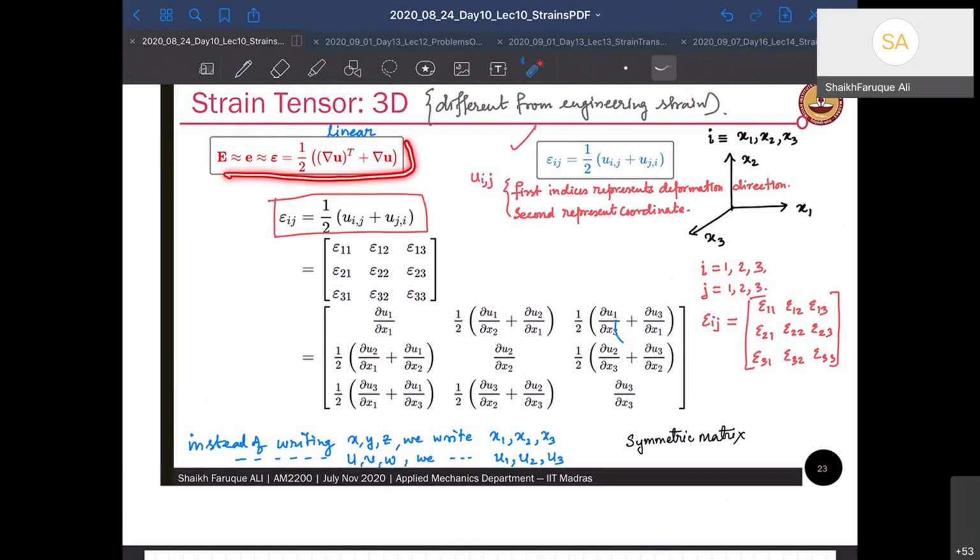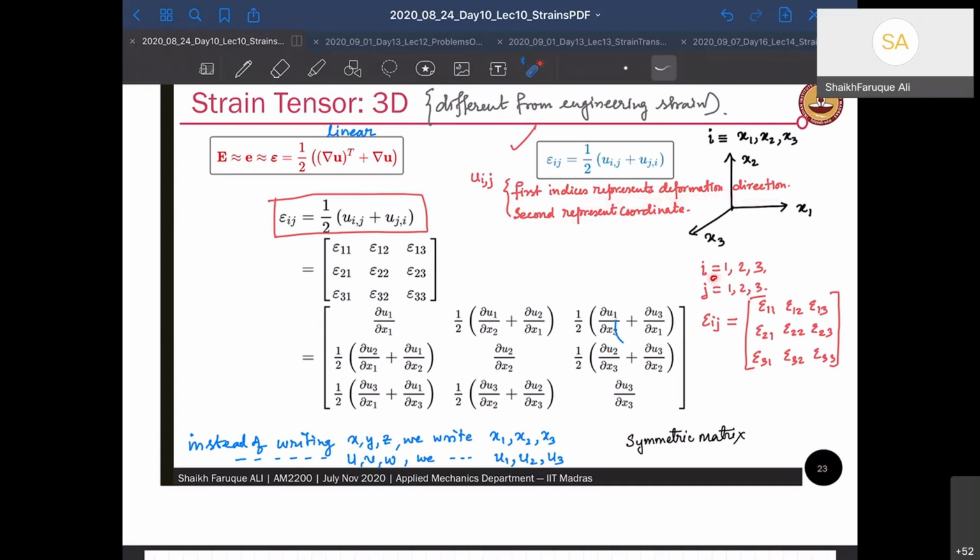Just in a single note, you can write it in linear that half of del u transpose plus del u again. So you can write that in ij format, in tensorial format, epsilon ij is given by half of ui comma j and uj comma i. See the change in notations, i comma j here and j comma i there. Now comma means derivative, partial derivative. In ui comma j, the first index represents the deformation direction and the second represents the coordinate.